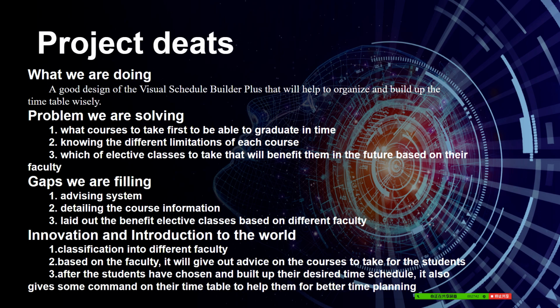The gap we are filling: advising the course to take, detailing the course information, and laying out the beneficial elective classes based on different faculty. The innovation to the work, it will be classified into different faculty. Based on the faculty, it will give out advice on the courses to take for the student. After they have built up the time schedule, it also gives some comment on the timetable to help them for better time planning.